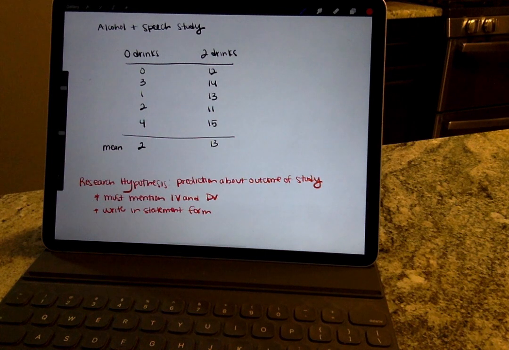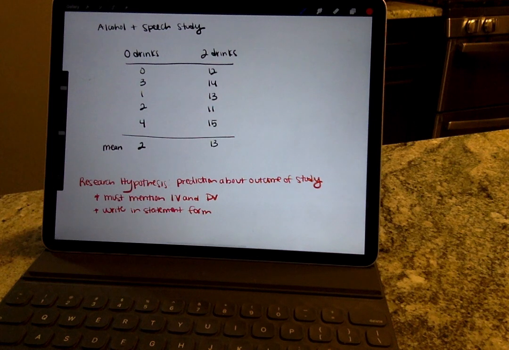So before we write this hypothesis, we need to identify our independent and dependent variables. So remember, an independent variable we can think of as the cause. Again, I use that term loosely, but we can think of it as the cause. And a dependent variable we can think of as the effect.